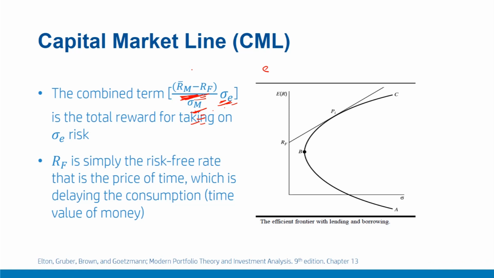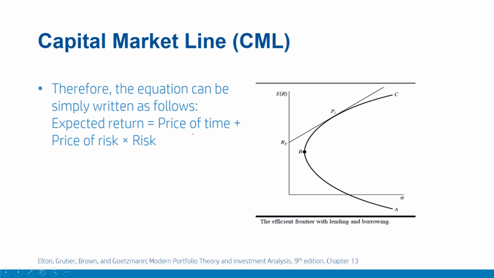In simple terms, the first term here is simply the price per unit of risk, and the second term is the risk. The combined term is the total return for taking the risk sigma I. So Rf is simply the risk-free rate, that is the price of time, that is the return for delaying the consumption, or simply you can say reflecting the time value of money.